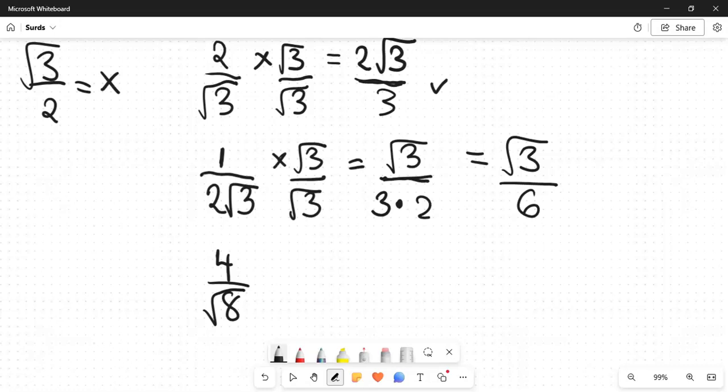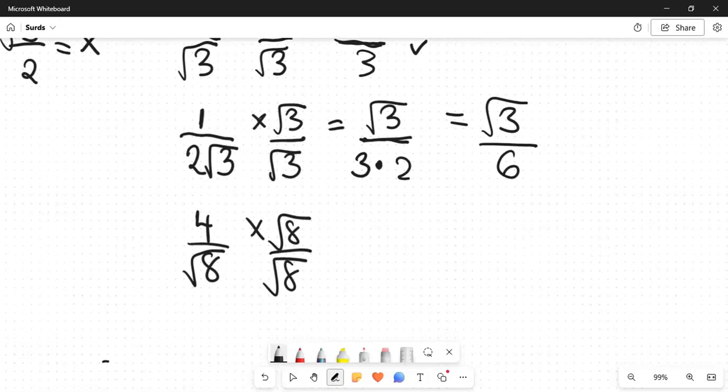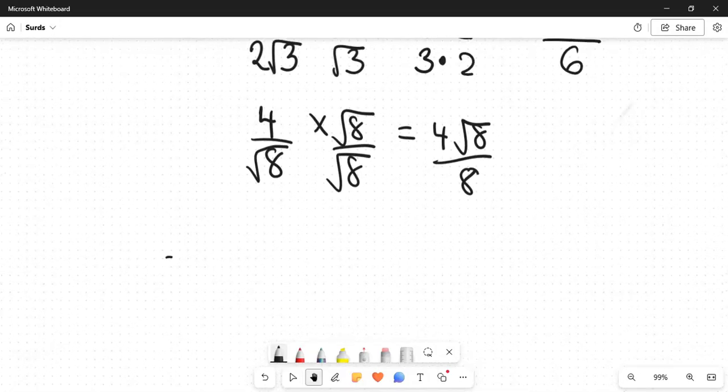we write the first step as follows. The first step always has to be shown, even if you're given this in a test or exam. So it's times root 8 over root 8. This step must never be missed if you want to get your full marks in your IGCSE. So 4 times root 8 is 4 root 8 over root 8.